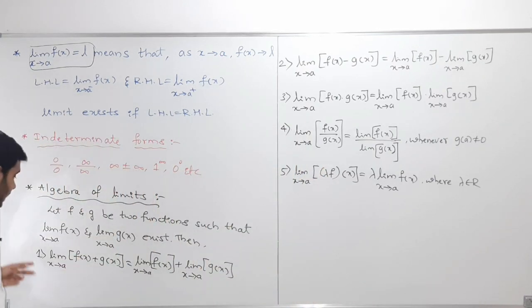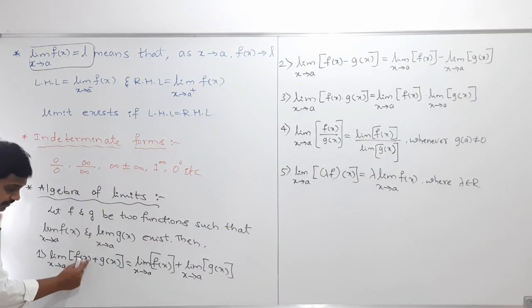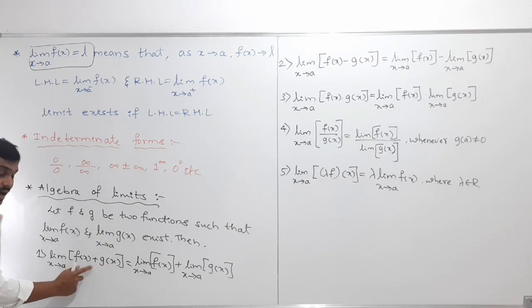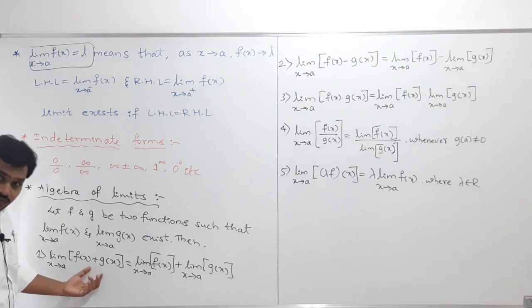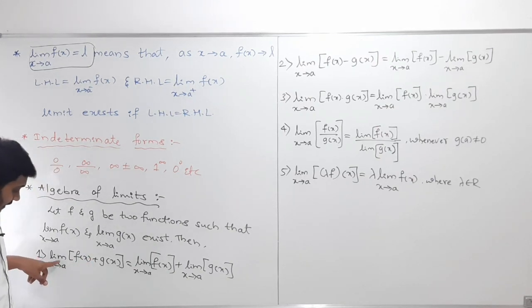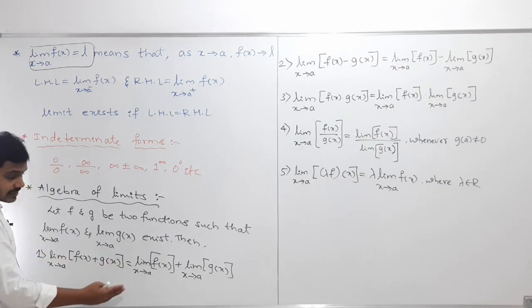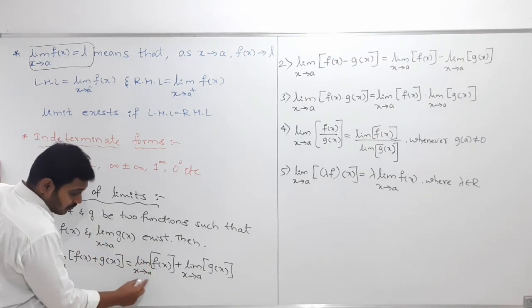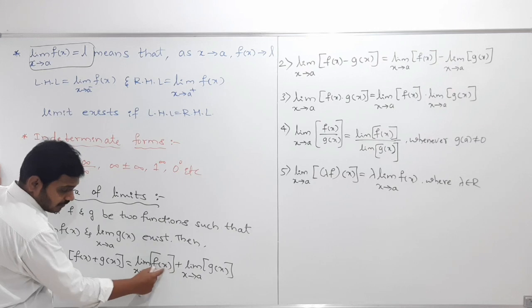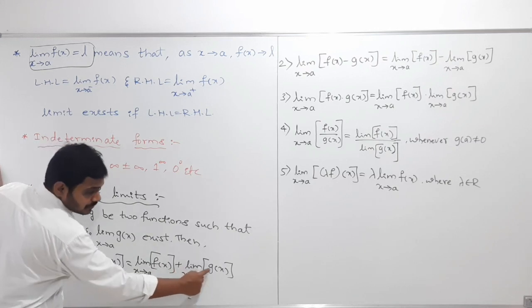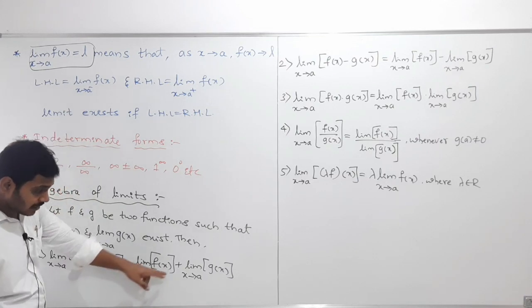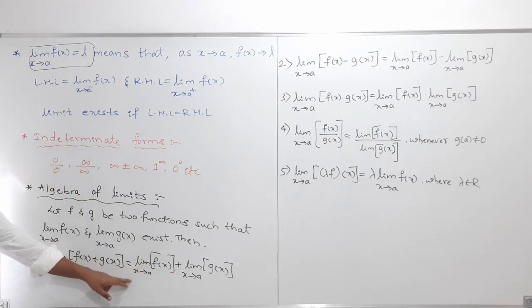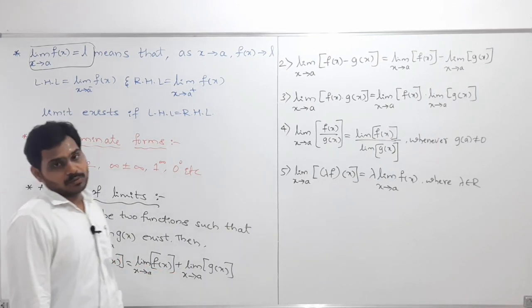The limit of f of x plus g of x as x tends to a is equal to the limit of f of x as x tends to a plus the limit of g of x as x tends to a. If you solve them separately and then add, these two values are equal. This is the first property.